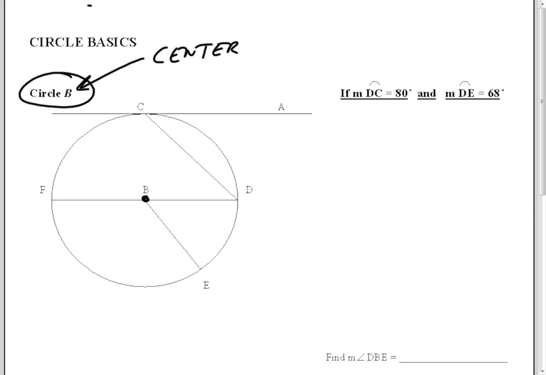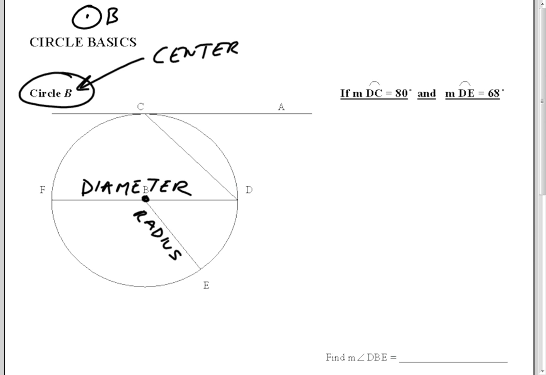You might see something like this: a circle with a dot in it and then a B next to it, or a letter next to it. That also indicates that that letter is the center. If that's the center, let's label it. That's the diameter. Let's label this as a radius. There's more radii in there. I'm just going to label one of them.